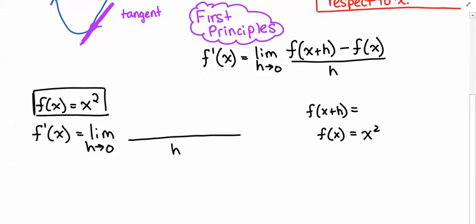And f of x plus h, well, wherever I see an x, I'm going to replace it with x plus h, and then squared. Since my function is x squared, I just added the plus h. Since my formula is f of x plus h minus f of x, I sub that in, so I have x plus h squared minus x squared.